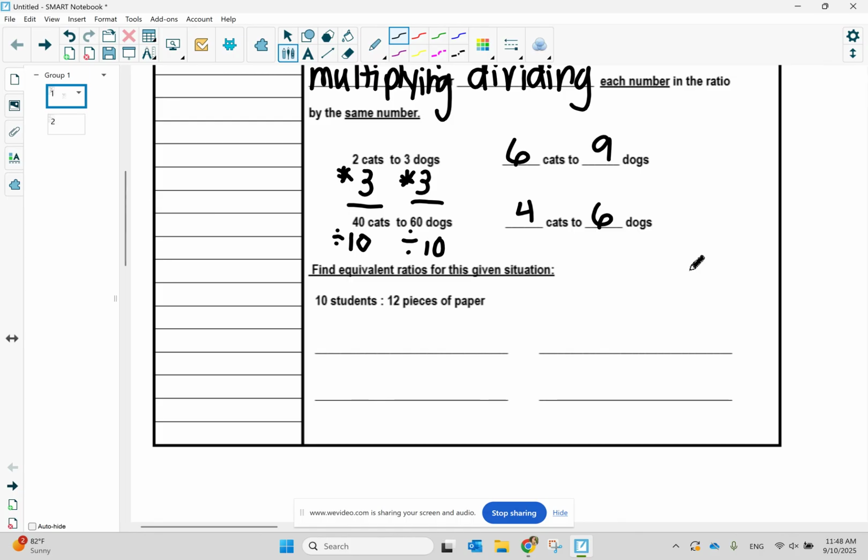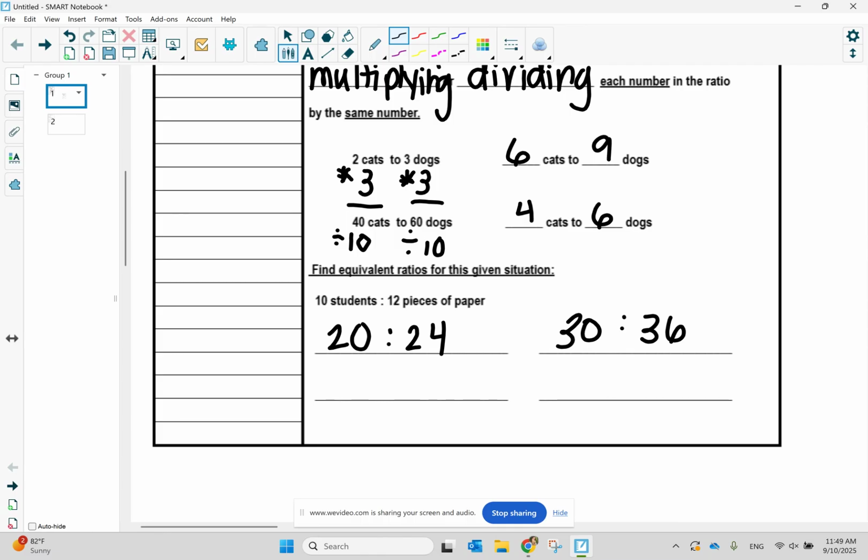Okay, so now we should already have these ratios written down because we should have paused it. So now I'll just go through some examples, and there's multiple different answers. One example would be multiplying them both by 2. So that would be 20 students to 24 pieces of paper. You could multiply them both by 3. That would be 30 students to 36 pieces of paper.